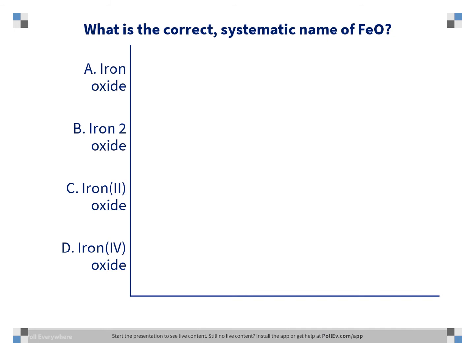The oxide ion has a -2 charge since oxygen is in group 6A of the periodic table. Since the compound must have 0 overall charge, the iron must have a +2 charge. We include that charge as Roman numerals in parentheses.